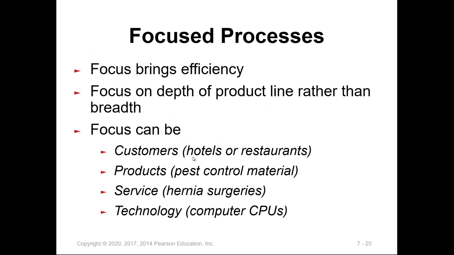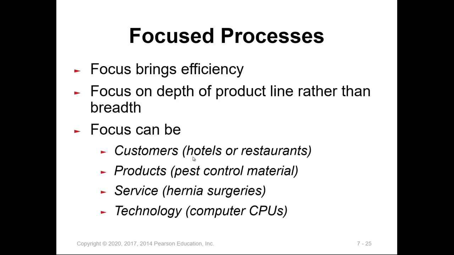Focused processes bring efficiency. So it's better to focus on the depth of a product line, such as Frito-Lay potatoes. They have one product with a variety of chips rather than breadth of product, where we have a variety of products in different areas, such as skincare, hair care, nail care, and other products. All that's breadth. That's called breadth of product, whereas when you concentrate on potato chips, you are concentrating on one product, which is the potatoes, but in depth, where you have a variety of chips just from that potato.